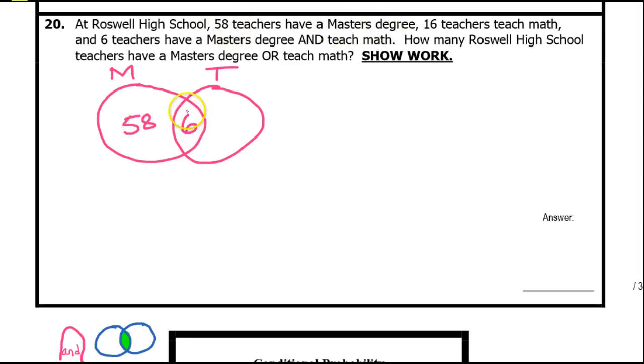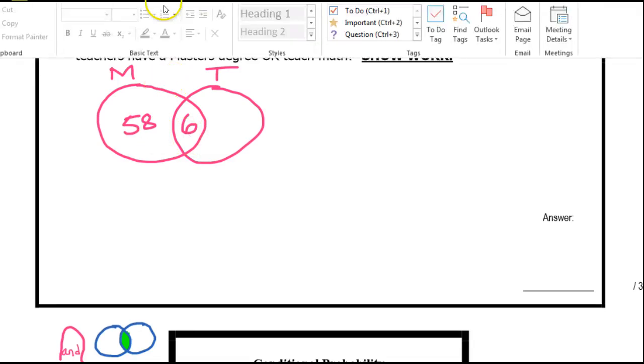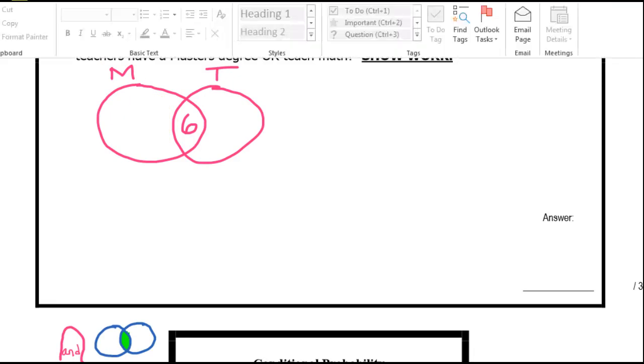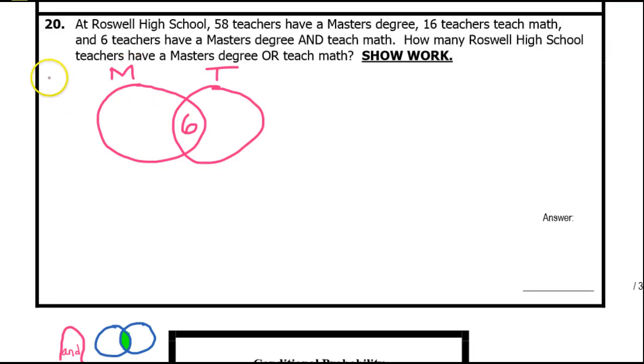Okay, so now backtracking. When they say 58 teachers have a master's degree, I'm not going to put 58 here, because now I really have 58 and 6. That's too many. So instead, I need to subtract 6 from the 58, and that's the number that goes in this part of the Venn diagram. So 58 minus 6 tells me that there will be 52 teachers in this part of the Venn diagram, for a total of 58.